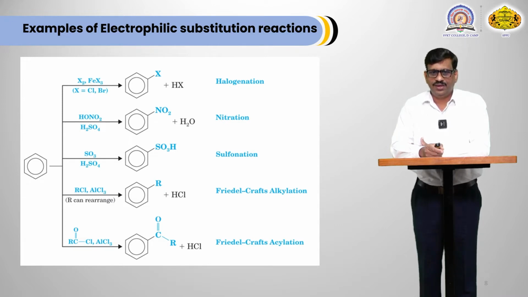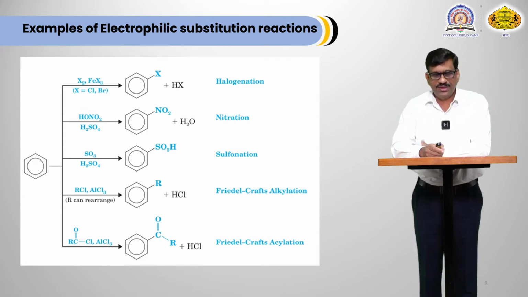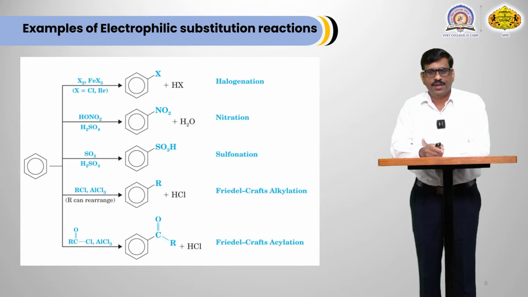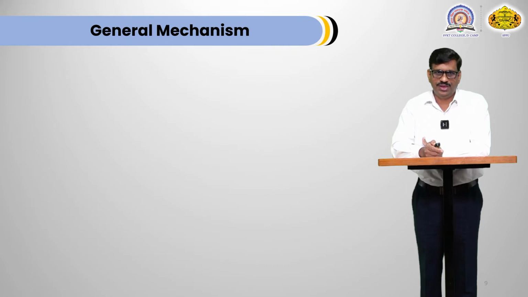Next reaction is Friedel-Crafts alkylation reaction. As we know, in Friedel-Crafts alkylation reaction, alkyl halide is used. Benzene reacts with alkyl halide in presence of Lewis acid catalyst, like AlCl3, and there is formation of alkylbenzene as a product. Then last reaction is Friedel-Crafts acylation reaction. In Friedel-Crafts acylation, benzene reacts with acyl chloride in presence of AlCl3 catalyst, that is Lewis acid catalyst, and produces aromatic ketone as a product. All these reactions are examples of electrophilic substitution reactions.